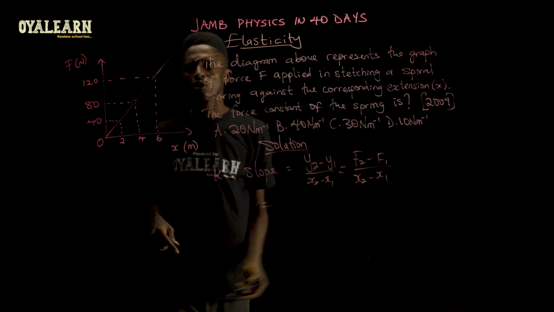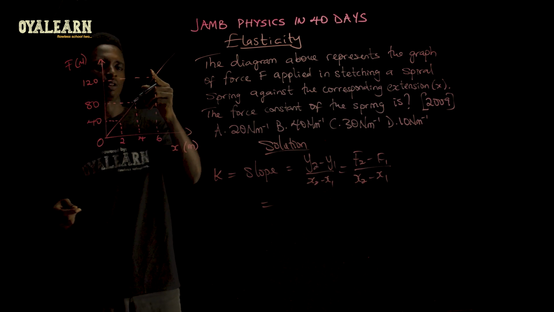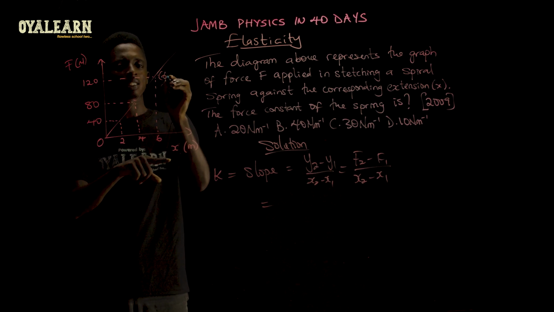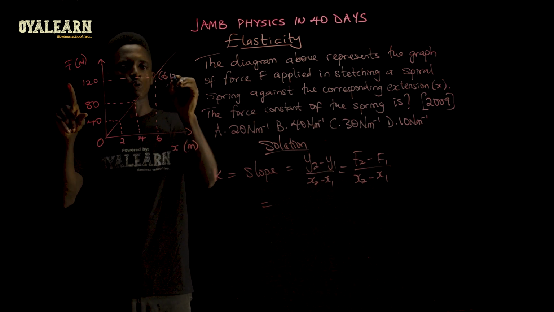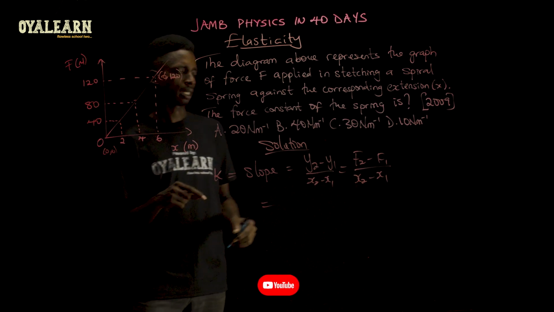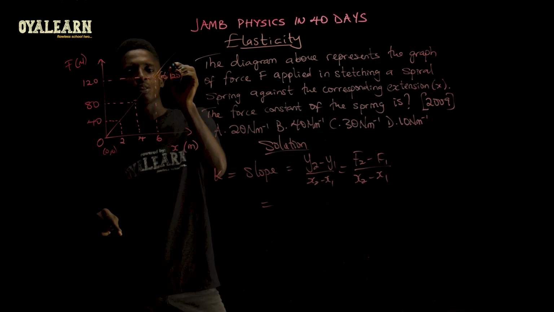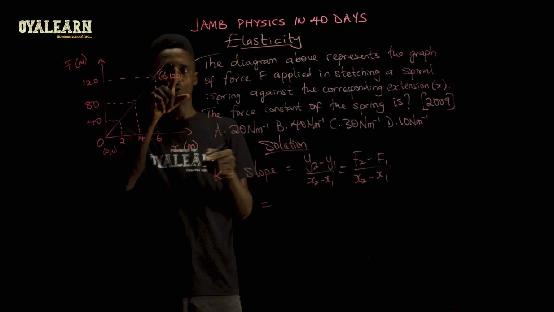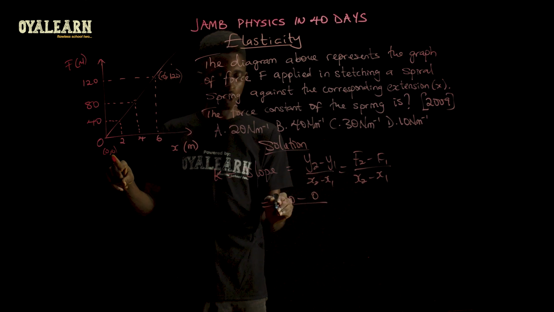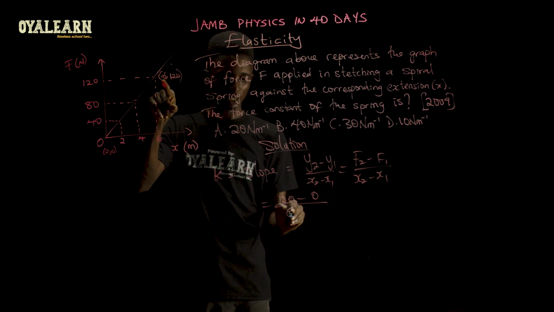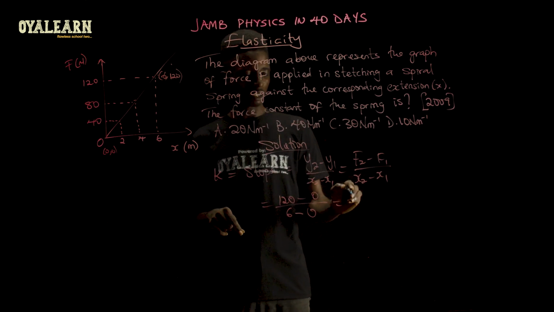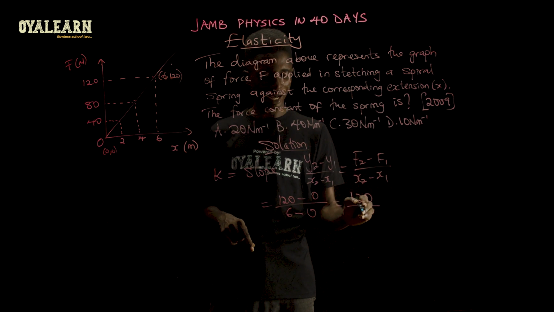So let's apply that. We can pick our F2 at any point. If I pick this point, my coordinate here would be 6, 120. And I would like to pick the origin, 0, 0, as my next point. So if I apply that, my F2 is 120 here, minus F1, which is 0, all divided by x2, which is 6, minus x1, 0. Now what we have here is 120 divided by 6.